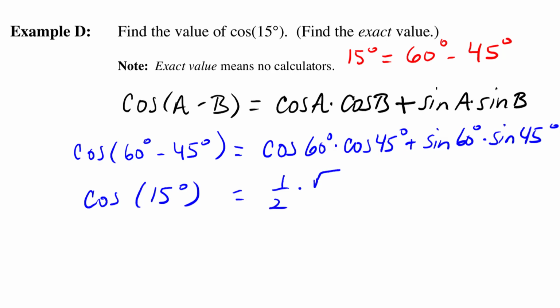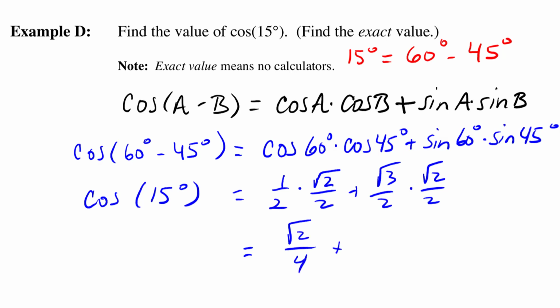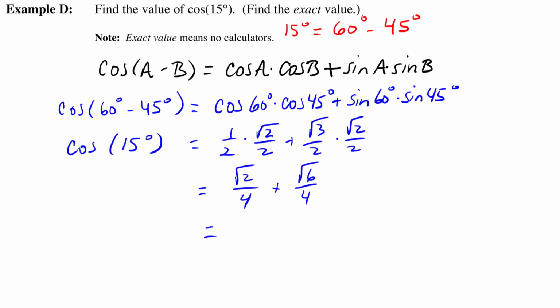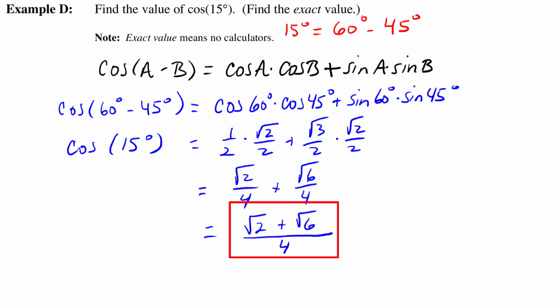Cosine of 60 is 1/2, and cosine 45 is root 2 over 2, plus sine of 60 is root 3 over 2, times sine of 45, root 2 over 2. We're now going to multiply these fractions together. Radical 2 over 4 plus radical 6 over 4. Now they have a common denominator, so we can combine them into a single fraction. Square root of 2 plus square root of 6 over 4. And there we have it. The square root of 2 and square root of 6 cannot combine.